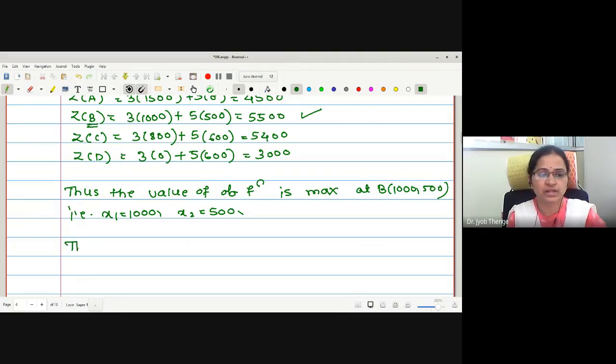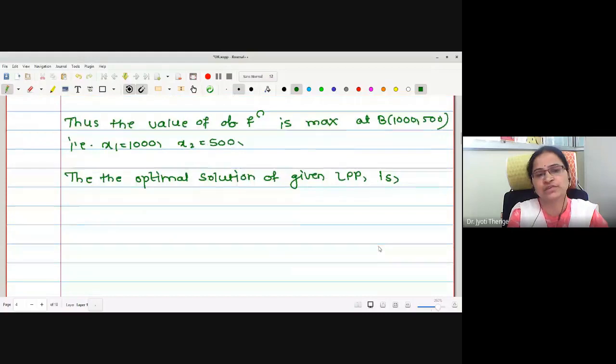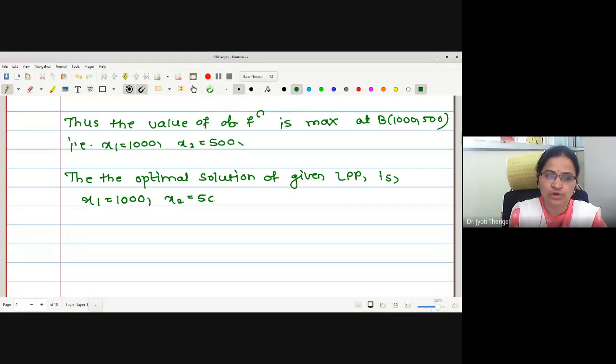Thus, the optimal solution. Optimal solution means the solution at which the value is maximum. What is the optimal solution of the given LPP? x1 equal to 1000, x2 equals to 500, and what is the z value at this point? This is 5500. Any doubt with this method?